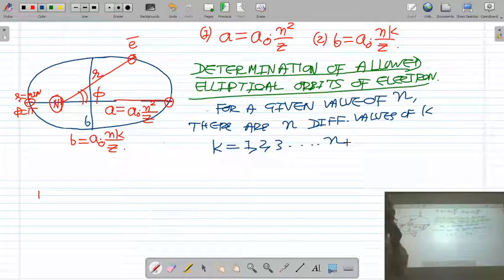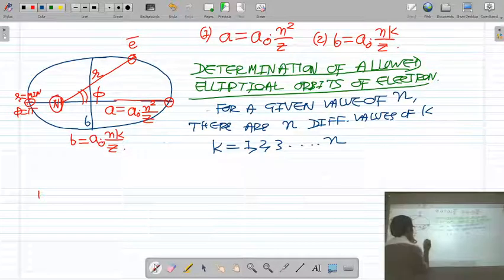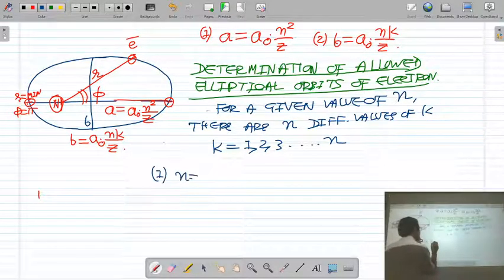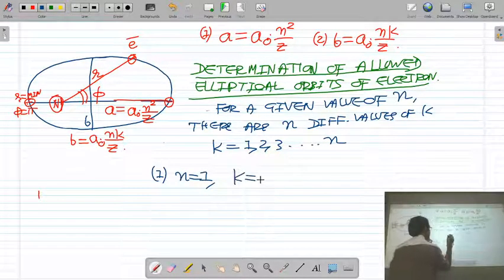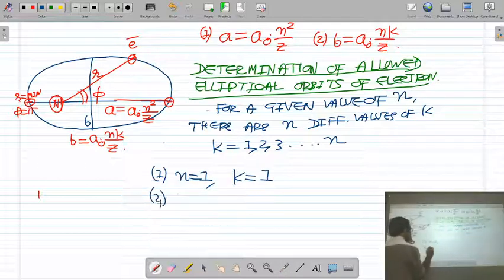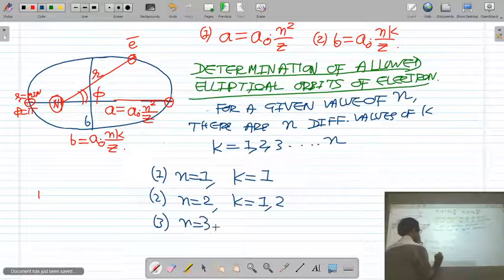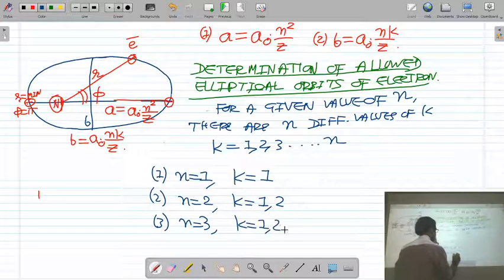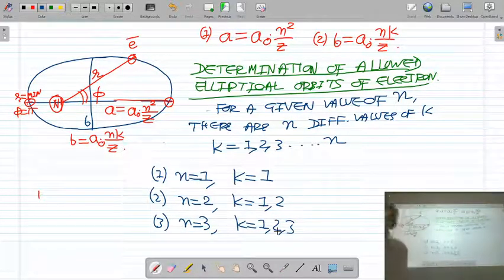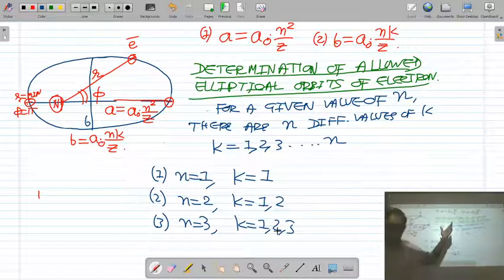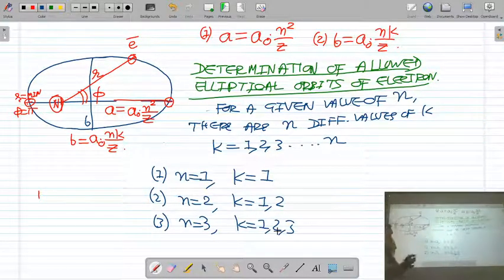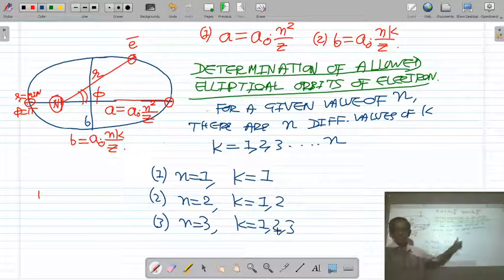For the azimuthal quantum number k, k has values 1, 2, 3 and so on. For example, when n is equal to 1, k has only one value, that is 1. When n is equal to 2, k has two values, 1 and 2. When n is equal to 3, the azimuthal quantum number has three values, 1, 2 and 3. So for a given value of the total quantum number n, there are n different values of the azimuthal quantum number k, starting from 1, 2, 3 and so on.